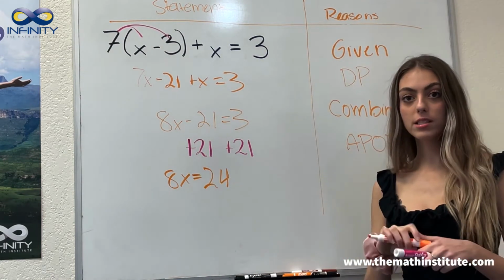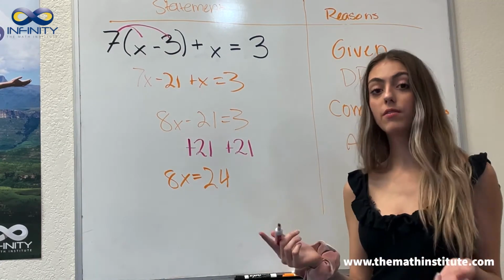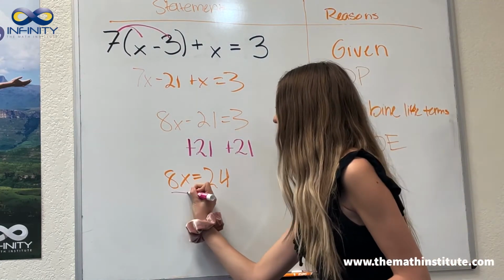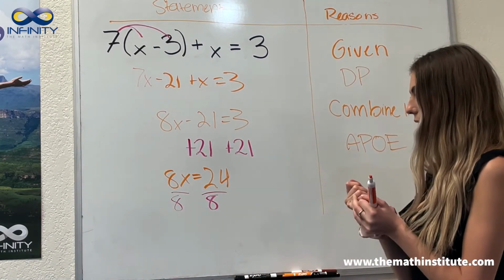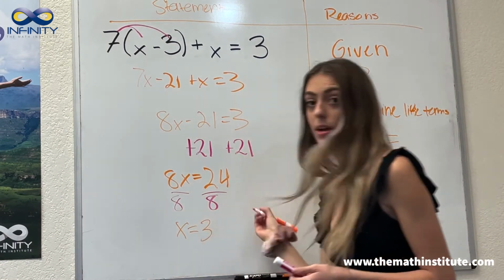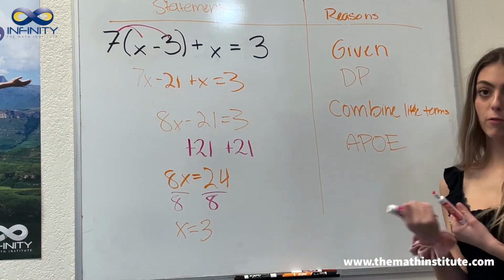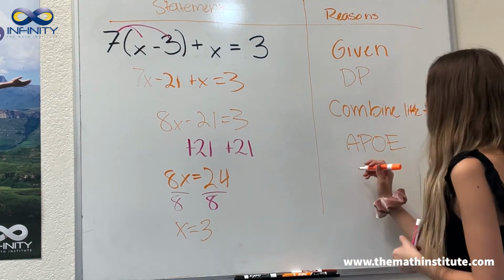And then for our next problem, we are going to be dividing 8 from both sides in order to get the variable by itself. And that gives us x is equal to 3. And for that, we performed MPO. So we will be writing that in the reasons.